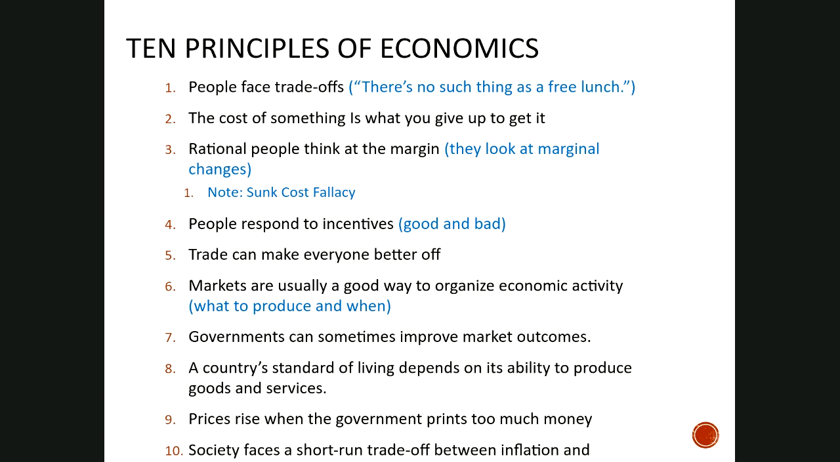Trade can make everyone better off. Note can, not will. Markets are usually a good way to organize economic activity, i.e., what to produce and when. Governments can sometimes improve market outcomes. A country's standard of living depends on its ability to produce goods and services. Prices rise when the government prints too much money. And society faces a short-run trade-off between inflation and, for a dramatic effect, or maybe I just didn't make the PowerPoint slide correct, unemployment, that final word.